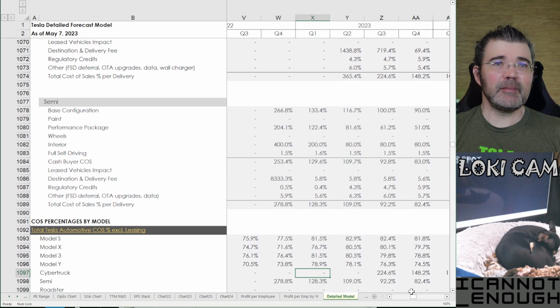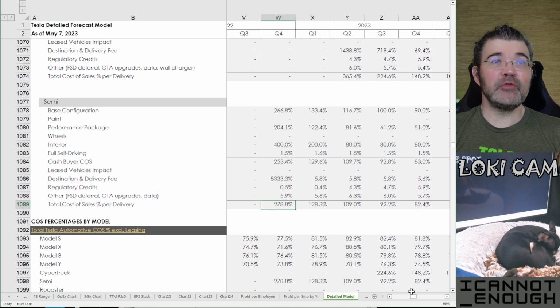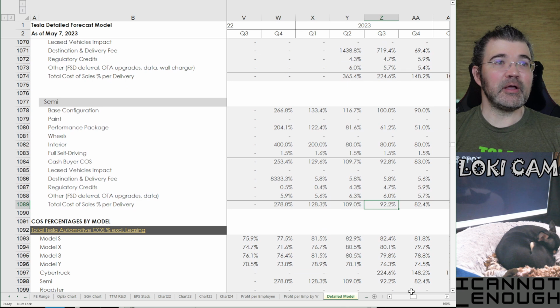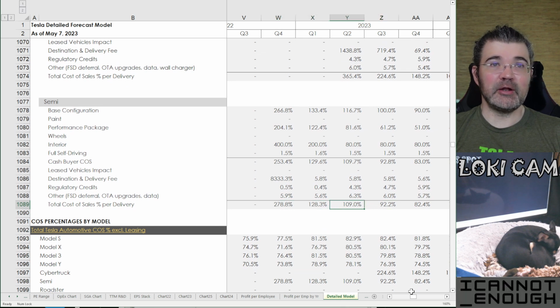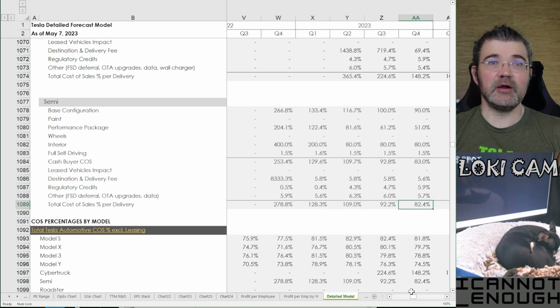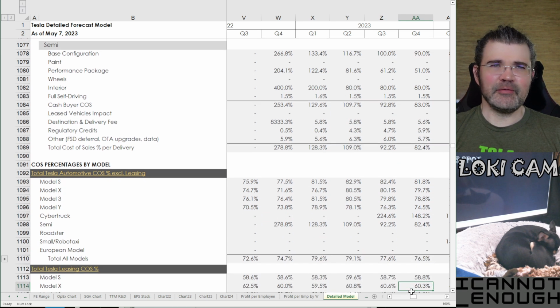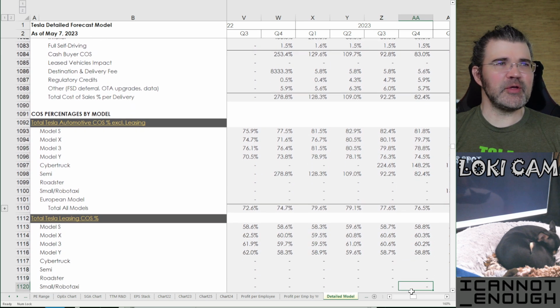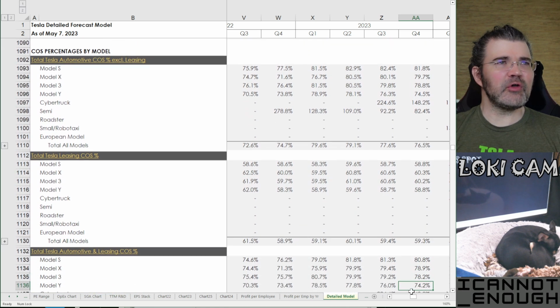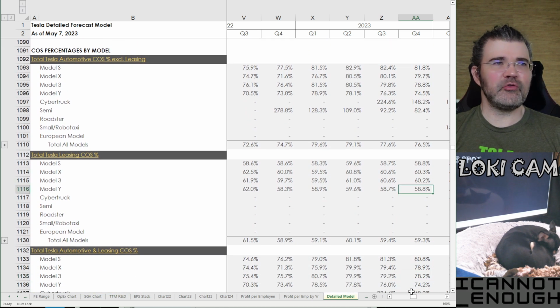Then for Semi, this is still a money-losing product at the gross margin line. For now, because these cost of sales are over 100%, that ought to improve toward the end of this year, is what I'm forecasting, as they figure stuff out and streamline Semi production. Okay, so that gets us to the total cost of sales percentages by model.